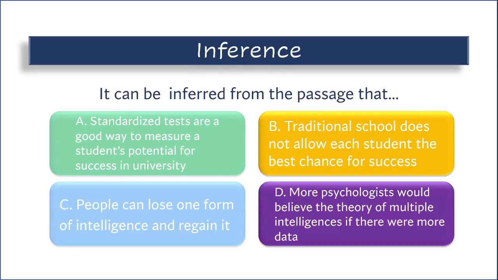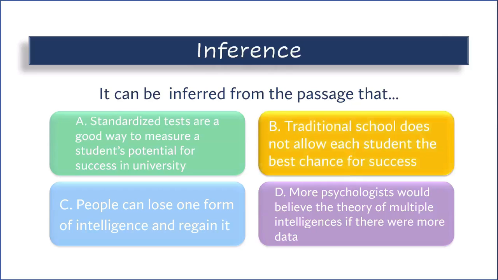D is incorrect because while the passage states in paragraph 6 that psychologists do not want to give up the classical view of intelligence, because Gardner's theory relies mostly on examples from individuals, there is no way to be sure that more data would convince psychologists of the theory. The correct answer is B.